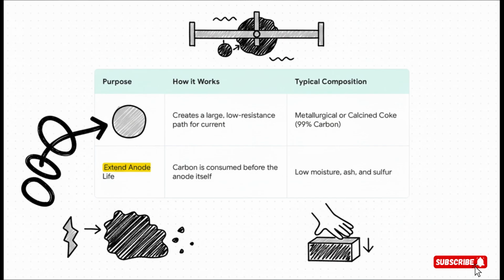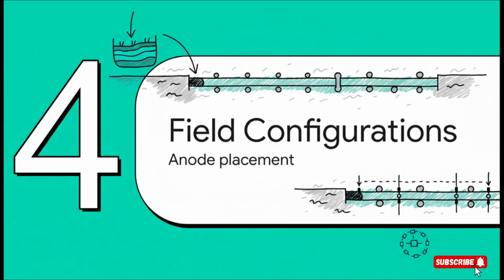And remember this, the more you compact this backfill, the lower the resistance will be. So we know the types of systems, we know the parts. Now, how do we actually lay them out in the field? Because where you put the anodes, what we call the configuration, well, it changes everything. It's an absolutely critical part of the design.